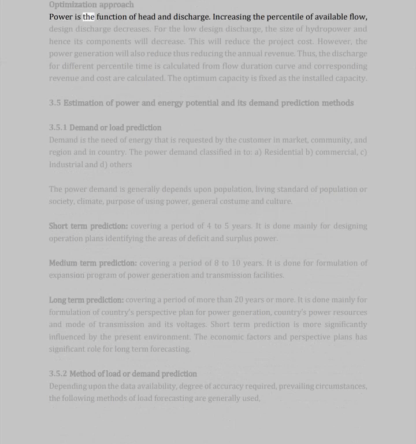Optimization approach. Power is a function of head and discharge. Increasing the percentile of available flow, the design discharge decreases. For the low design discharge, the size of the hydropower and hence its components will decrease. This will reduce the project cost.